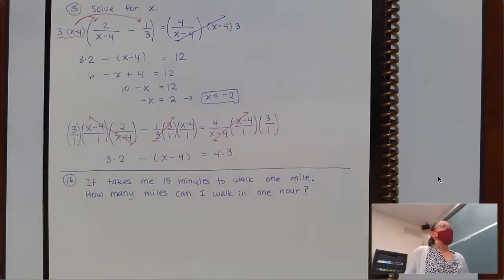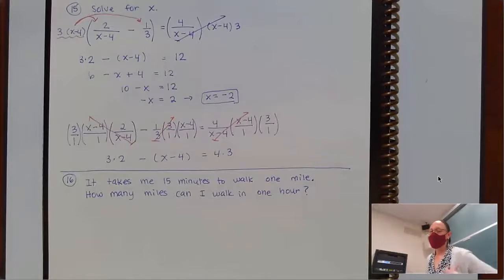So question 16 says, it takes me 15 minutes to walk 1 mile. How many miles can I walk in 1 hour? It is totally fine if you just logic your way through this in your head. And it's also totally fine if you need to write some math.